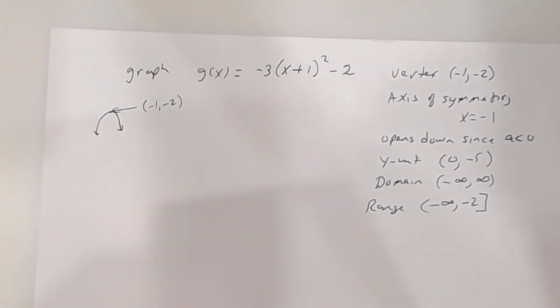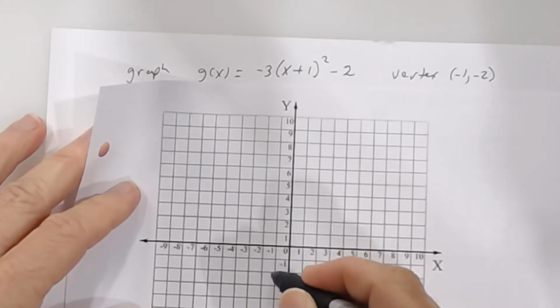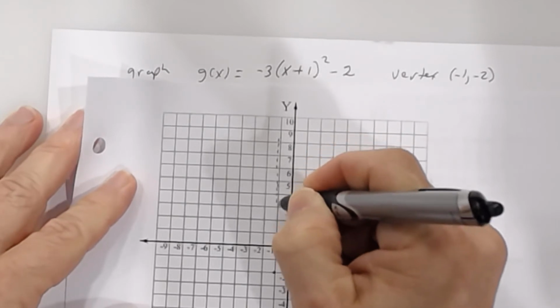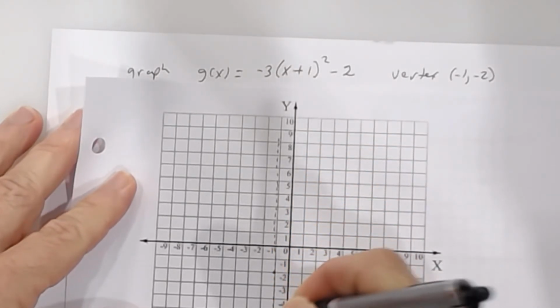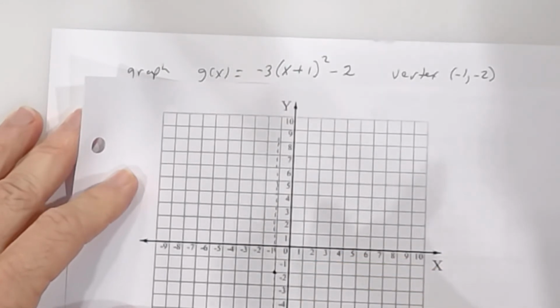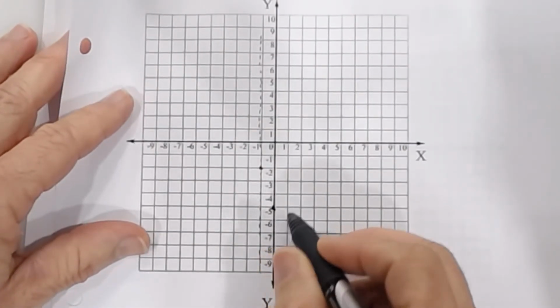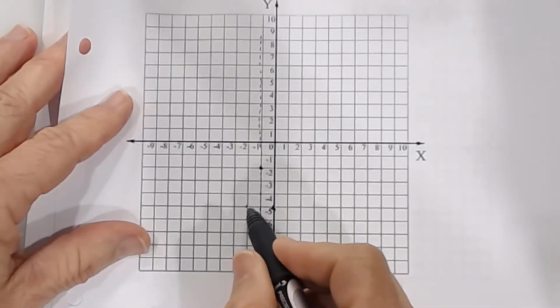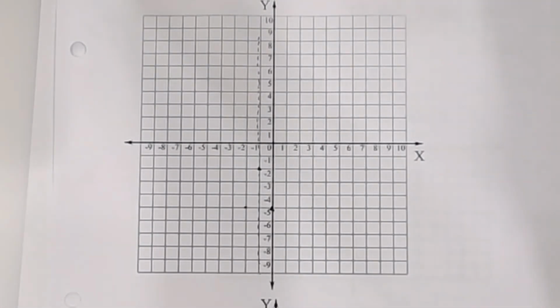Okay, so my vertex is (-1, -2). I'm going to draw my axis of symmetry. Here's my axis of symmetry. Make sure it's a dotted line. And I know that the y-intercept is (0, -5), so that's right here. Right away I know that if this point is on the graph, then I know another point on the graph: (-2, -5). But I need for you to do 2 more points.